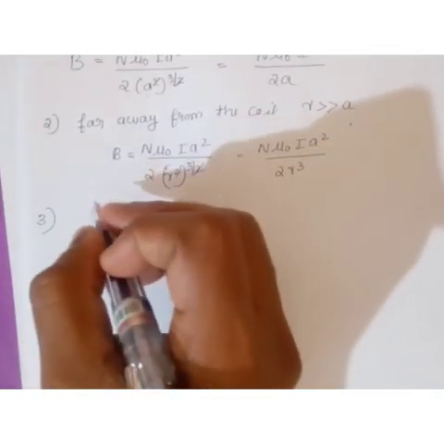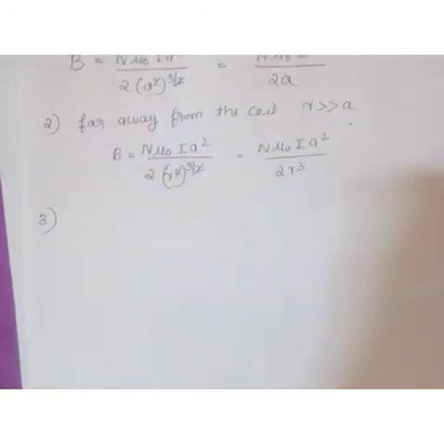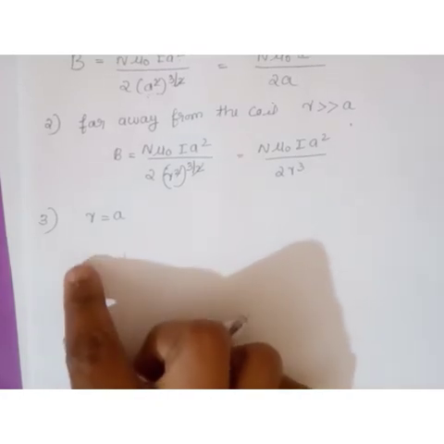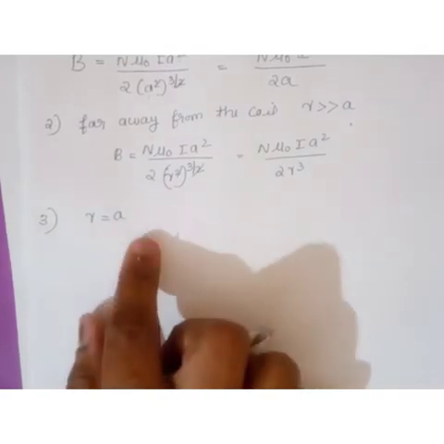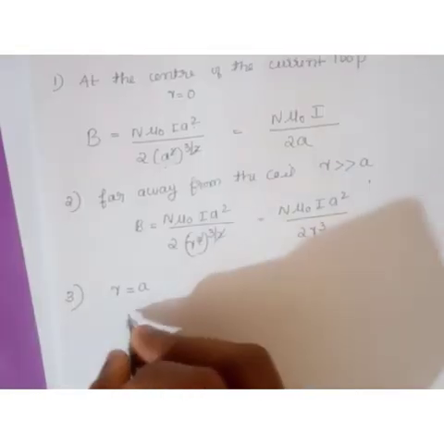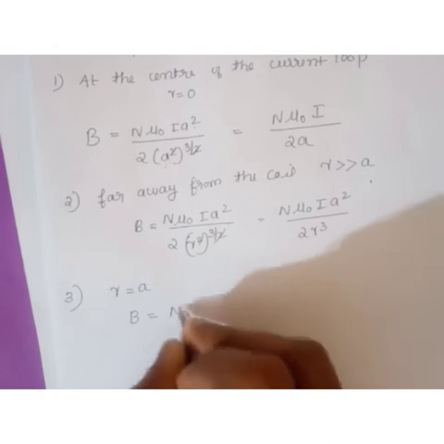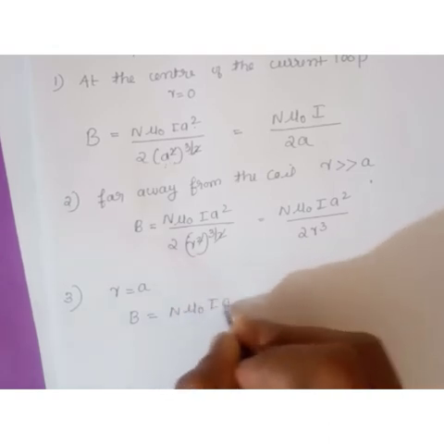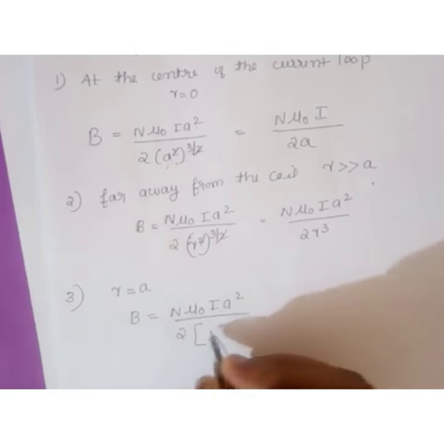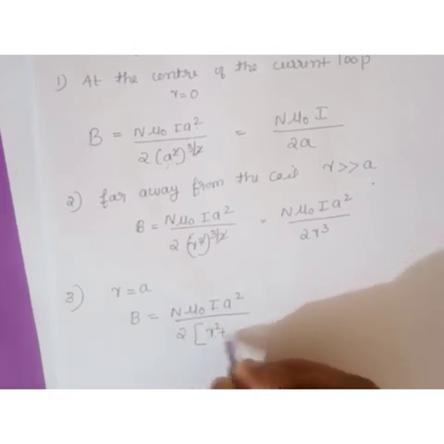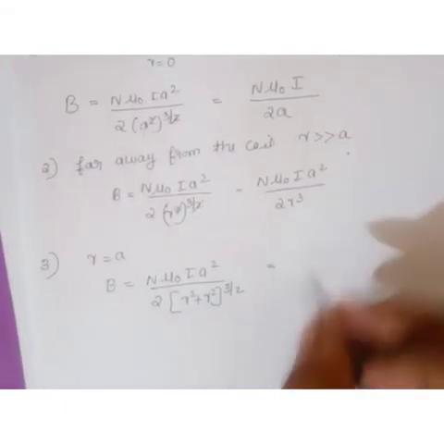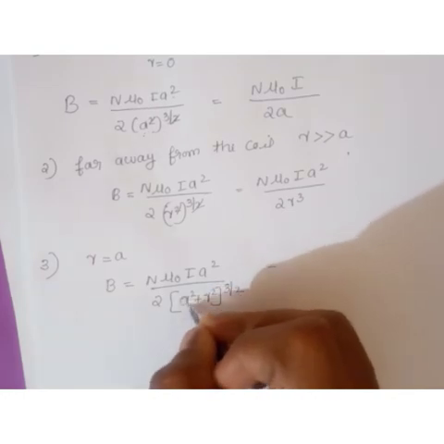Okay, then one more special case. Third case, at the axial point at a distance equal to the radius of the coil. The axial point at a distance equal to the radius of the coil, that means r is equal to a. So what happens to this equation? B is equal to N into mu 0 I a square divided by 2 into, here r is equal to a, so r square plus a square raised to 3 by 2, which is equal to what? Sorry, we can rewrite as a square.